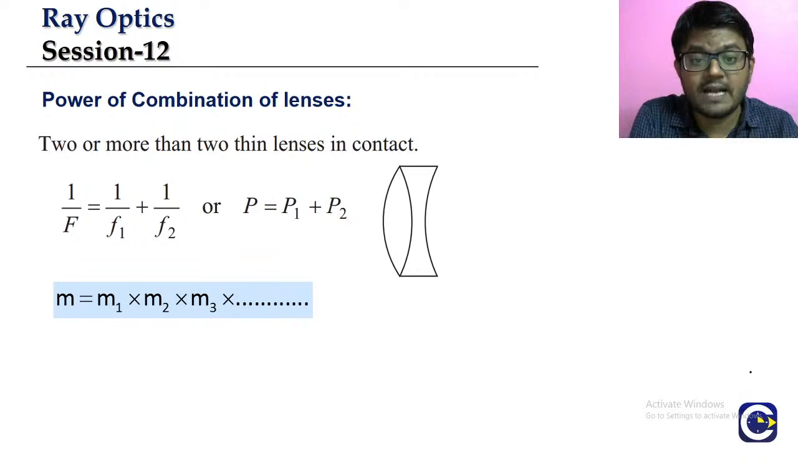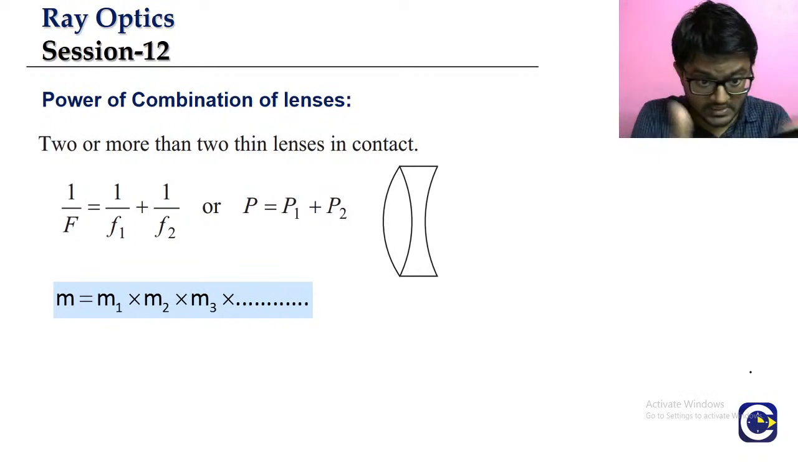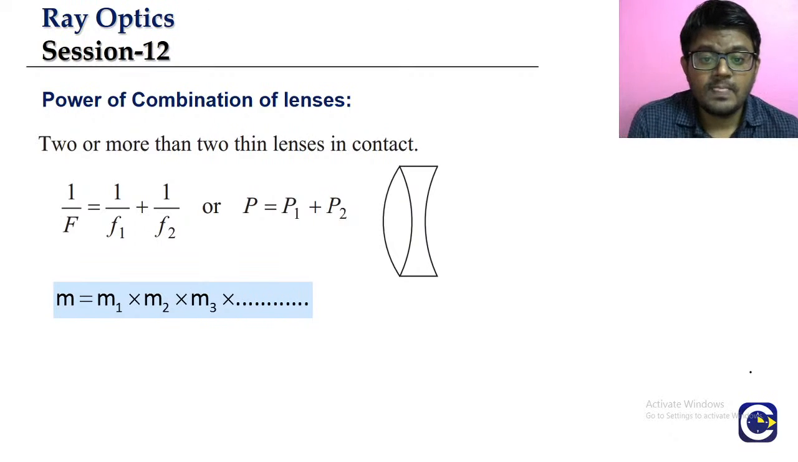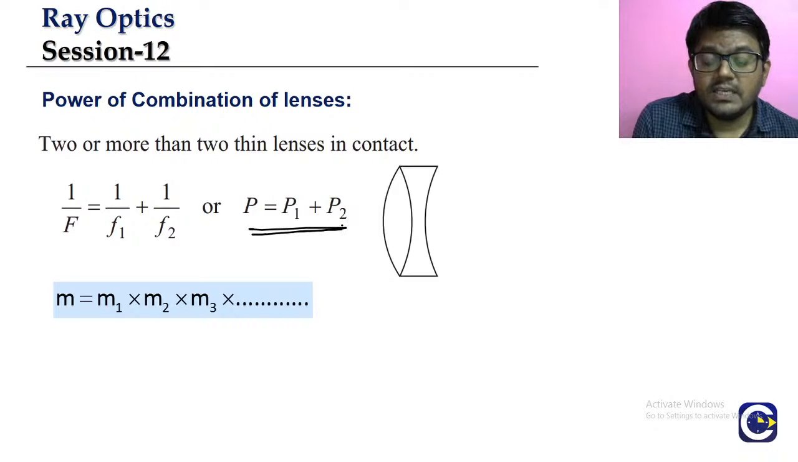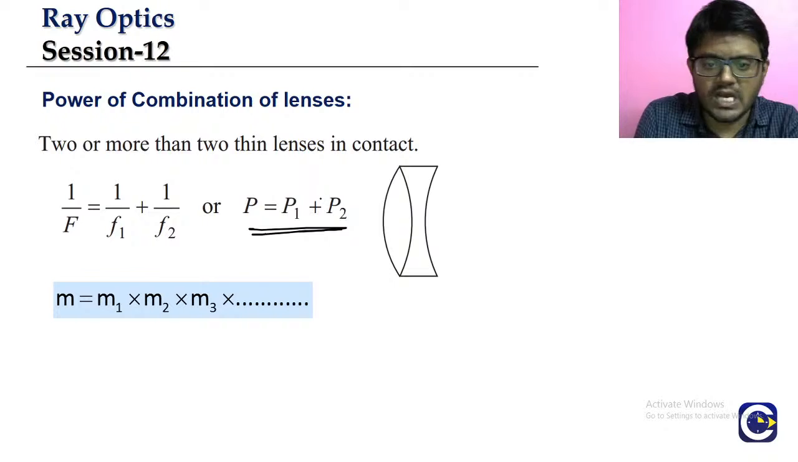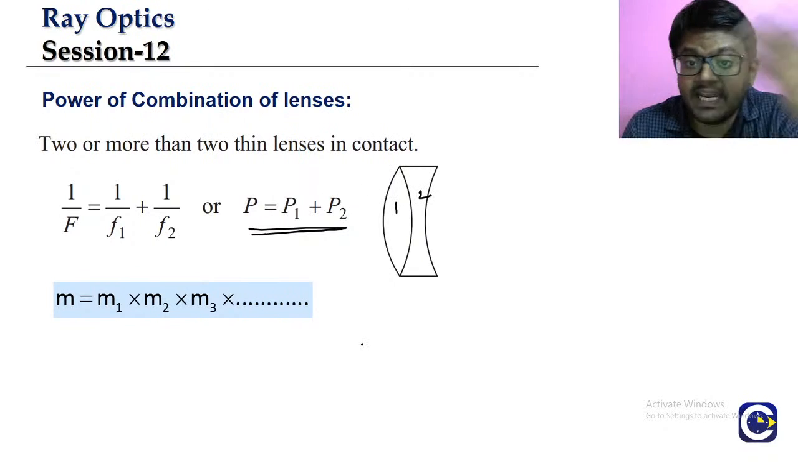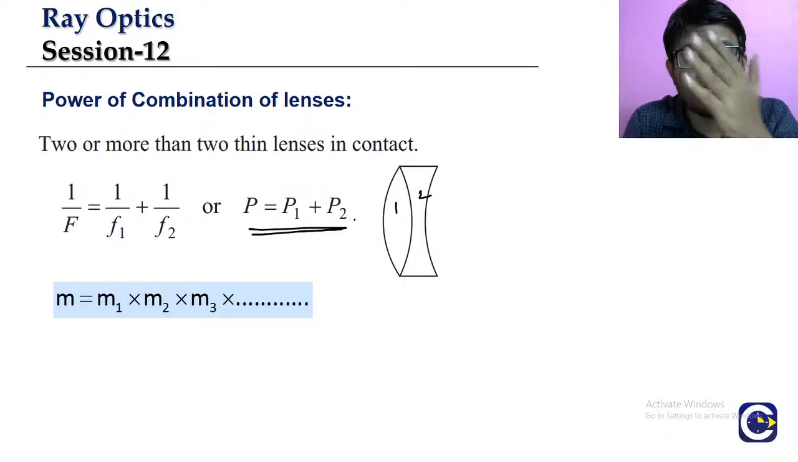So from that very practical observation, what will we see when you have a combination of lenses put together? The overall power of the combination is given by the simple addition of the powers of the lenses. If you have two lenses, lens 1 and lens 2, the nature of the lenses does not matter. Total power will be P1 plus P2 and so on.